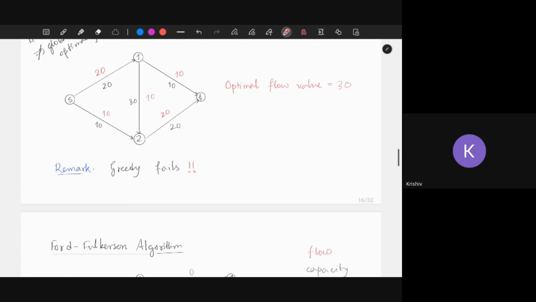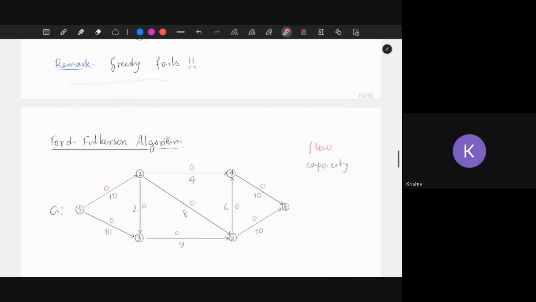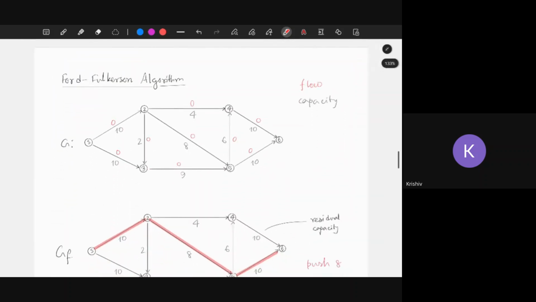So yeah, greedy fails. And the next is, if greedy fails, what kind of algorithm do we use? We have an algorithm called the Ford-Fulkerson algorithm. I will not go into the detail.